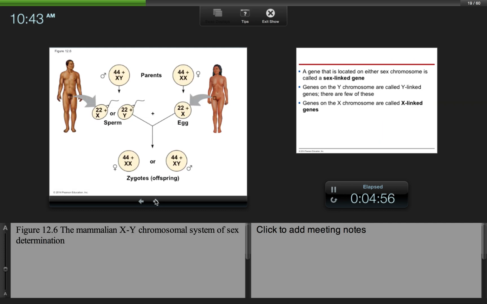So this is male versus female. So we have 44 autosomes and then 2 sex chromosomes. For males, that's XY. For females, that's XX. So when they give chromosomes to their gametes, rather, the males give 22 autosomes plus an X or a Y chromosome, and females automatically give 22 autosomes plus an X chromosome.